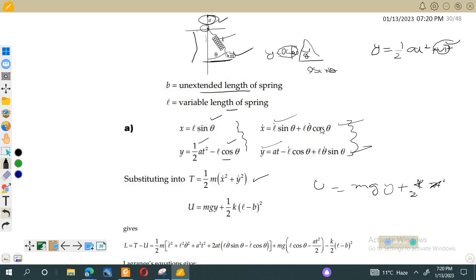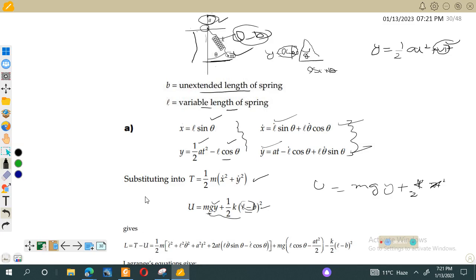X is the total change in length, L minus b, because L is the variable extended length minus the original length. So the spring potential energy will be k over 2 times (L minus b) square. Plus mgy, this is the total potential energy, due to gravitational position and spring potential energy, the sum of the two. The Lagrangian will be equal to T minus U.